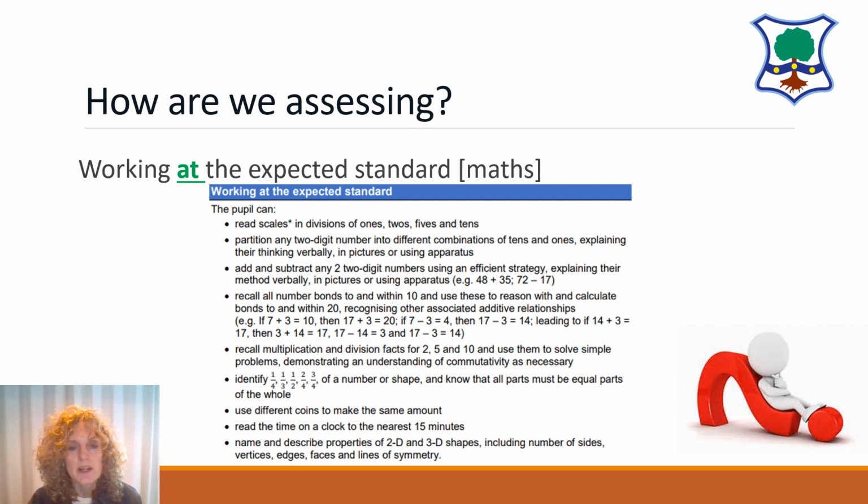Lots to do at working at the expected standard in maths, based on all the other bullet points in the previous maths slide, which was working towards the expected standard. Again, teachers need to be able to show to a moderator, if we were moderated, that the children can do all of those bullet points independently.